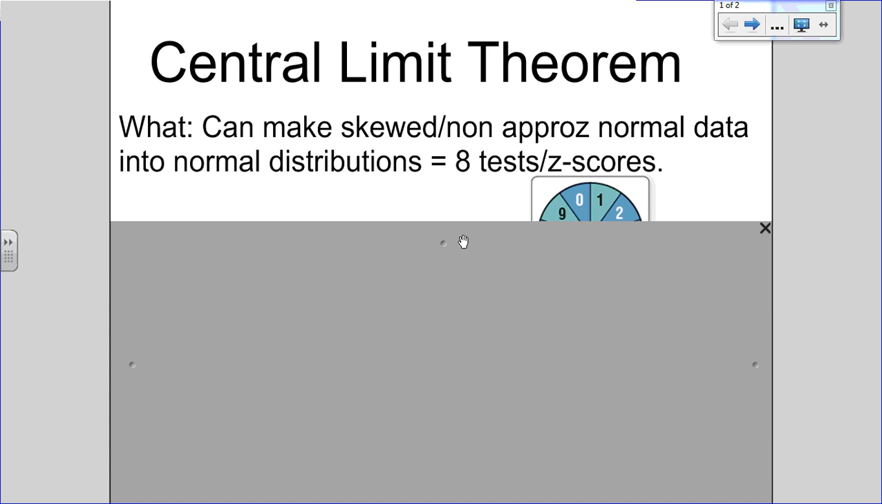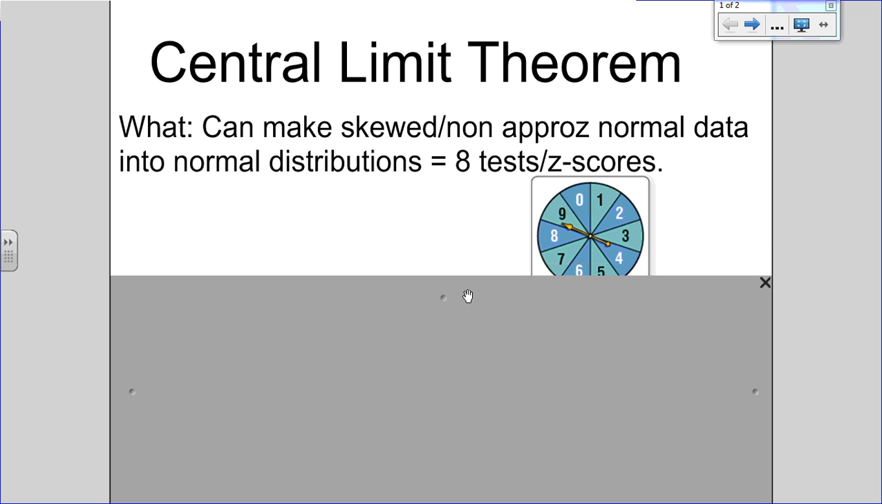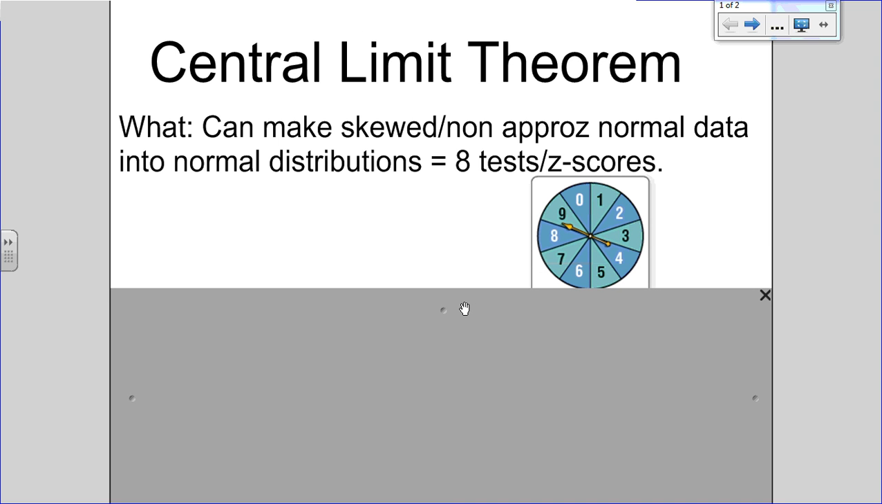Okay, so we're going to talk about the central limit theorem, kind of a cool way of getting something back into what we know. We know a lot about normal distributions, but not everything in life falls under normal distribution. A lot of stuff does. So what we can do with the central limit theorem is make skewed or non-approximately normal data into normal distributions. When we do that, we're able to use the tests that we learned about, the control charts. We can find z-scores and things like that.